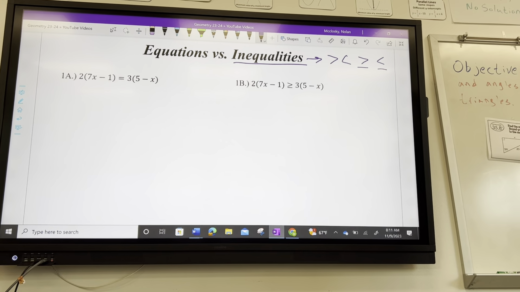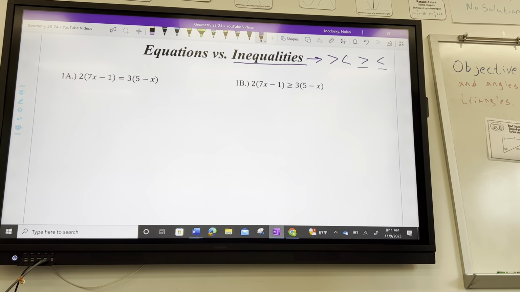So let's look over here at number 1a, I call it. We have a 2 outside the parentheses, which means we have to distribute. 2 times 7x, that's 14x. 2 times -1, that's -2. Then we come over here and we distribute again. 3 times 5 is 15. 3 times -1 is -3x. There's no like terms to combine, but we do need to move the variable to one side, so I'm going to add 3x to both sides. Plus 3x, that cancels. 14 plus 3 is 17x.